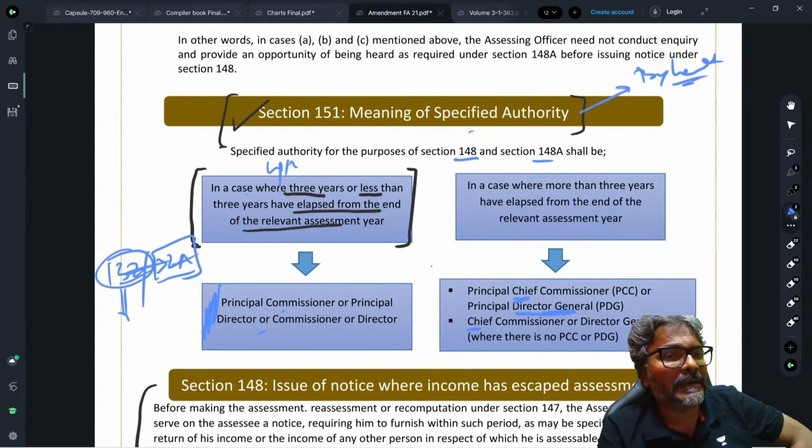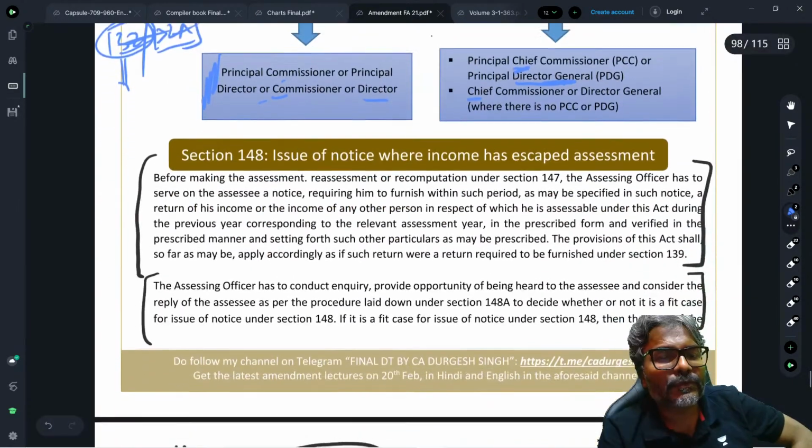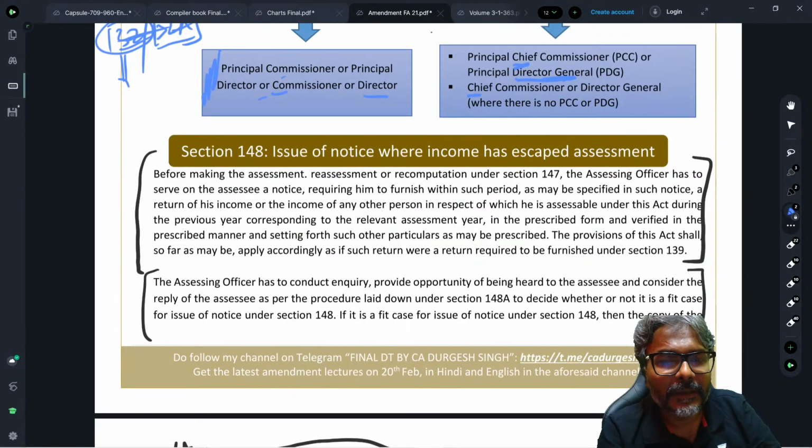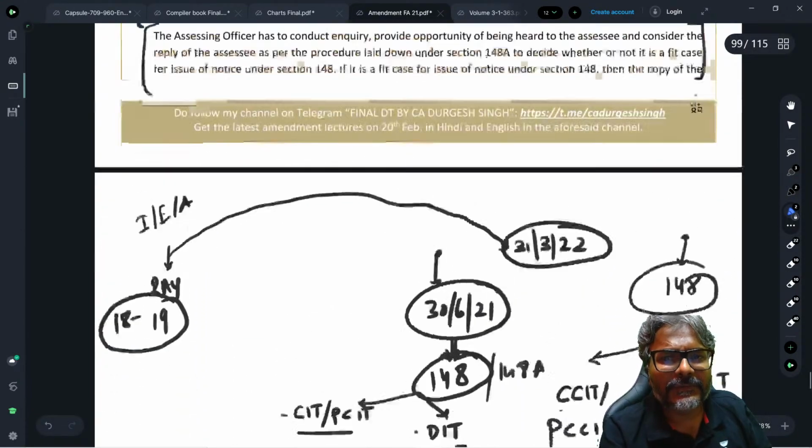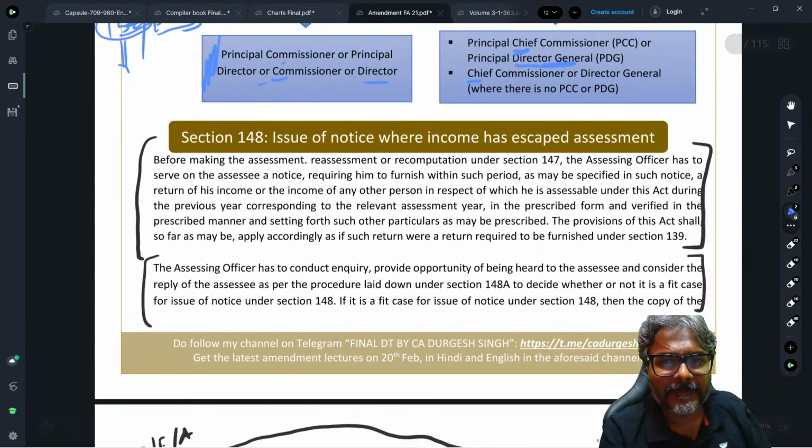Be careful: principal commissioner, principal director, or simply commissioner or director, if it is up to 3 years. But where it goes beyond 3 years, Principal Chief Commissioner or the Director General is the word that needs to be looked upon. Now friends, in this context, finally, this is the situation which has been given.